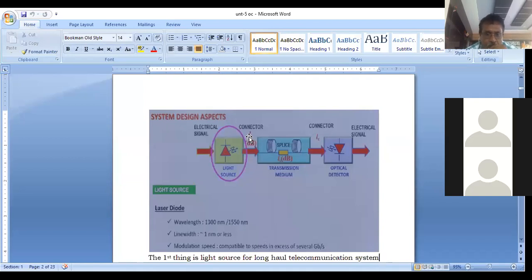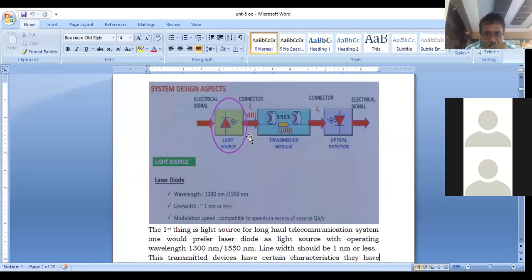The light signal is given directly to the modulator, or if the data speed is high, that is, a high data rate, you can use the external modulator here.